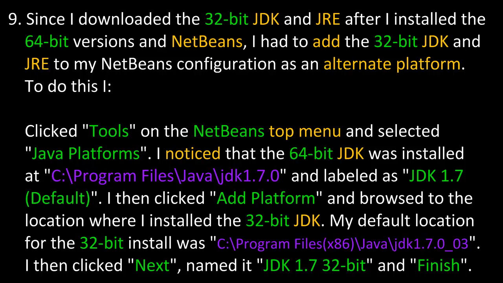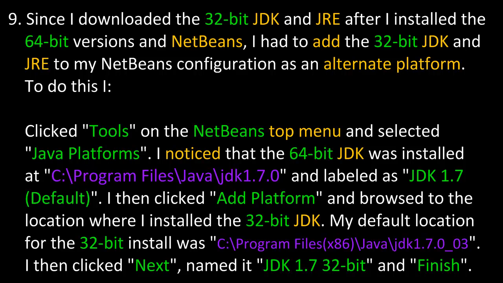If you're going to implement a 32 and 64-bit hybrid architecture, there are additional steps you must take. So step 9. Since I downloaded the 32-bit JDK and JRE after I installed the 64-bit versions of NetBeans, I had to add the 32-bit JDK and JRE to my NetBeans configuration as an alternate platform. To do this, I clicked Tools on the NetBeans top menu and selected Java Platforms. I noticed that the 64-bit JDK was installed at C:\Program Files\Java\jdk1.7.0, and labeled as JDK 1.7 default. I then clicked Add Platform and browsed to the location where I installed the 32-bit JDK.